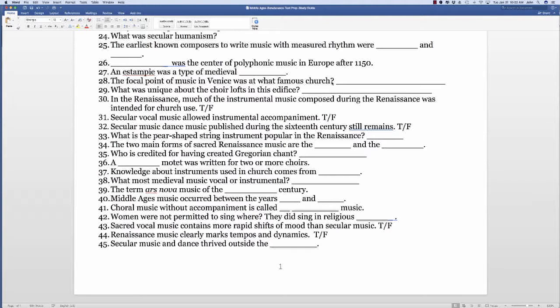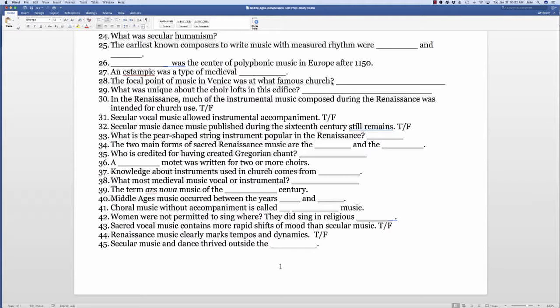32. Secular dance music published during the 16th century still remains today. True. It contains a lot of rapid changes of mood, more so than the sacred music. And there is a whole wealth of dance music that we have from the 16th century that has survived. 33. What is the pear-shaped instrument that became popular in the Renaissance? It's called the lute, L-U-T-E. It looks like a fat-bottomed guitar.